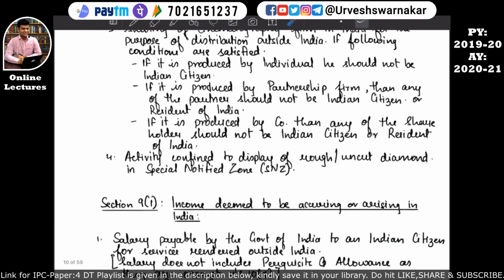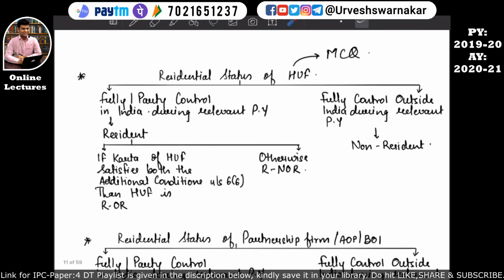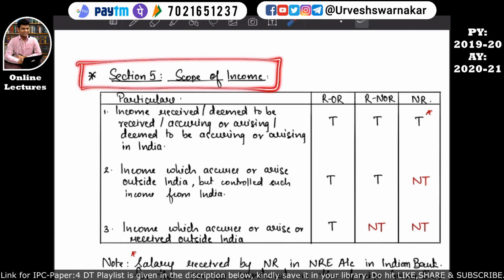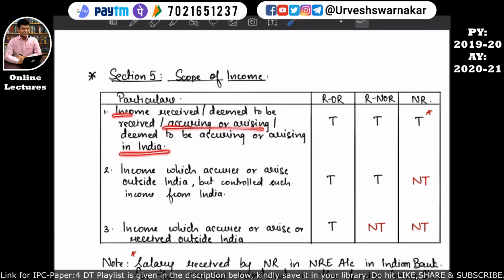So over here, our scope of income comes to an end. Okay, so now let's revise section 5, scope of income. Point number 1 says that income received in India, income deemed to be received in India, income accruing or arising in India, income deemed to be accruing or arising in India, it will be taxable to all these three types of individual. I hope this is quite clear to you all.